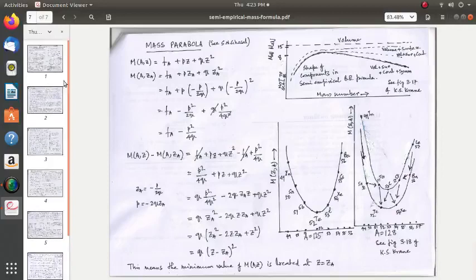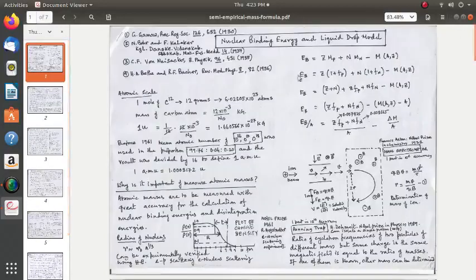So today we have discussed nuclear binding energy and the liquid drop model, and its relevance for beta decay and stability analysis, and it has some other applications also. For example, in nuclear fission it is used, but that we will cover in another lecture in this series.